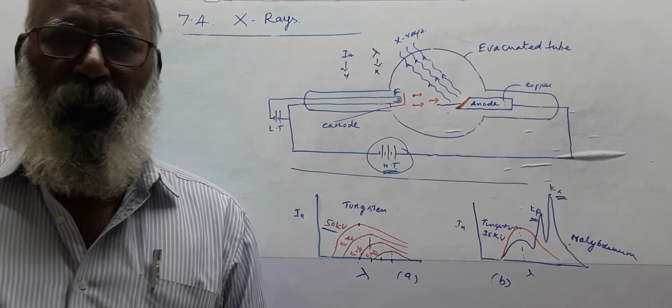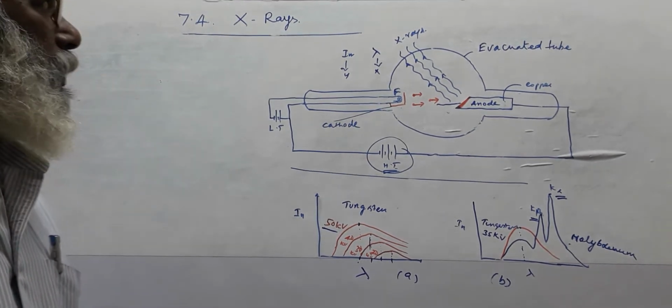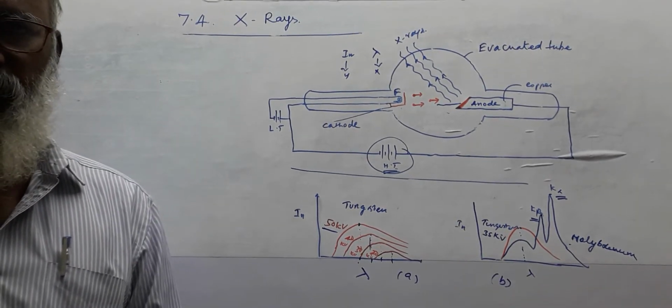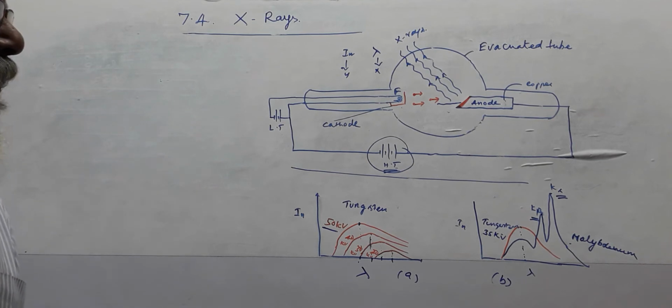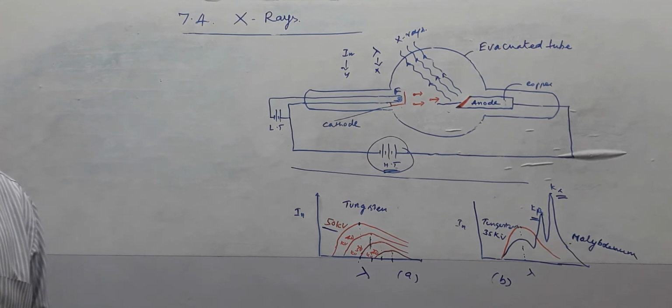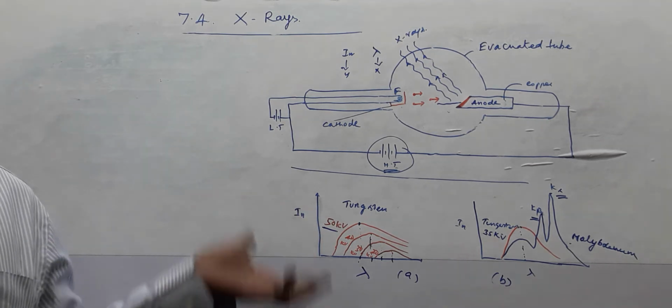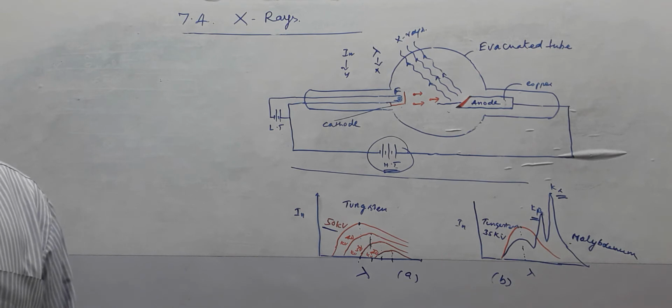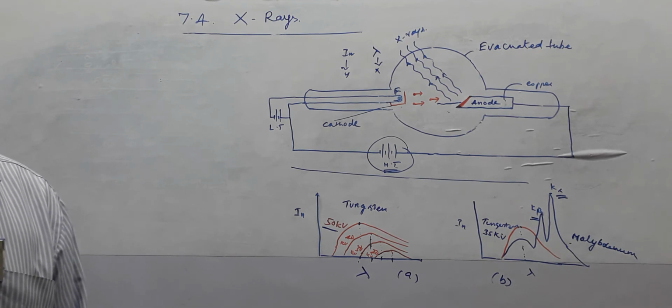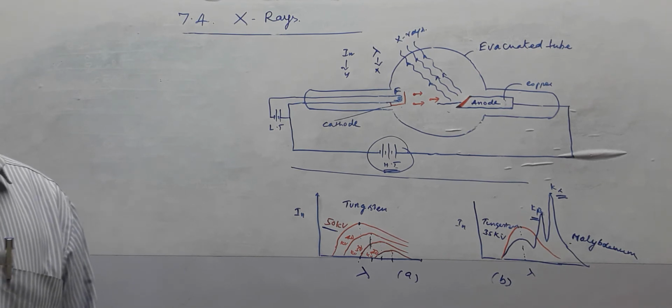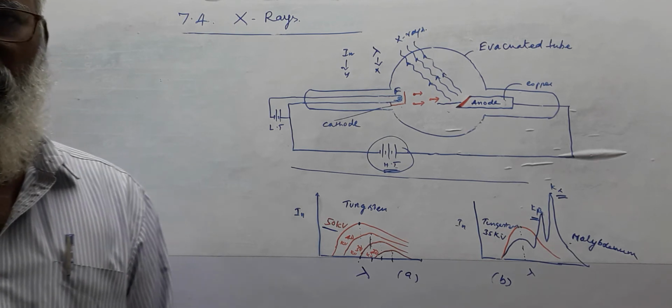12th Physics second volume, 7.4 X-rays. The very important heading, all 1 mark, 2 marks, and 3 marks questions are possible to ask in the theoretical aspects. So keenly observe all the concepts clearly, then only you will be able to answer all the questions.